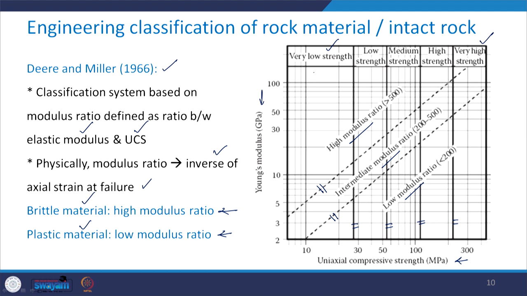So, this is how the classification system given by Deere and Miller is used to classify the rock material, or intact rock. I am repeating again that this is the classification system for intact rock.